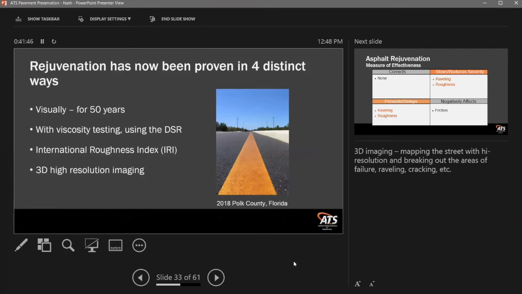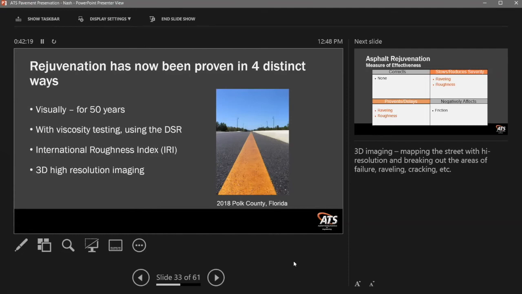So the rejuvenation itself, you say, okay, good, you sprayed it. How do you prove that it actually worked? Well, for the last 50 years, people have seen the difference visually. You saw the pictures showing the distresses that develop over the years. There is also viscosity testing using a DSR, the dynamic shear rheometer binder test, looking at the difference between the original pavement and after it has been treated.